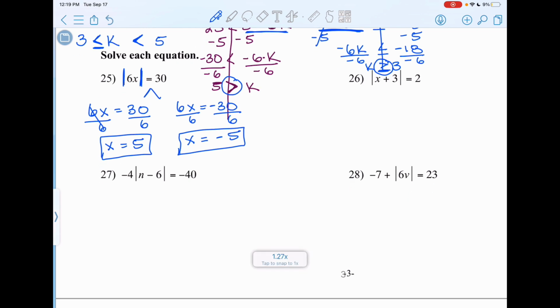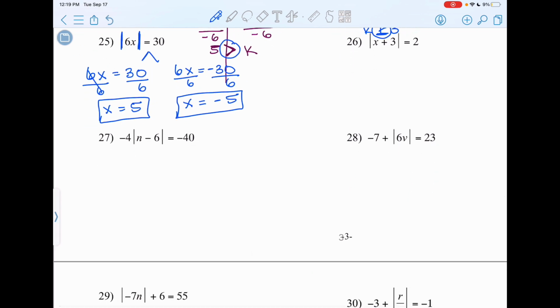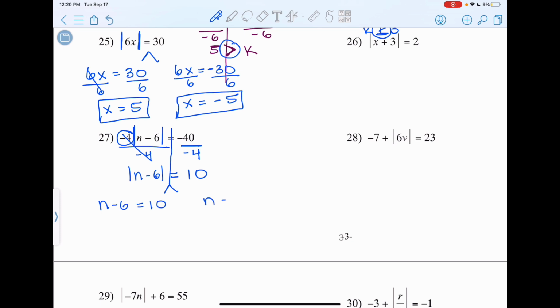Now let's talk about 27. In 27, my absolute value is not by itself. I need to get rid of the -4. Since it's being multiplied to the absolute value, I need to divide by -4 to both sides. And I'm left with the absolute value of n minus 6 is equal to positive 10. And now that my absolute value is by itself, this is where I break it up. N minus 6 is equal to positive 10, and n minus 6 is equal to negative 10.